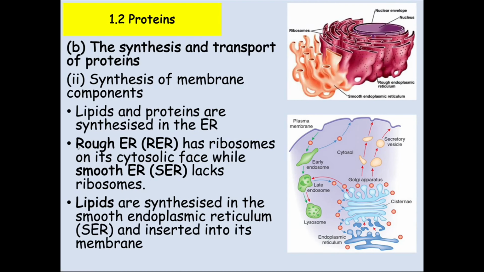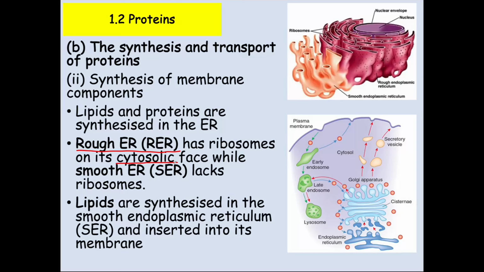First of all, we have the rough ER or the RER, which has ribosomes on its cytosolic face. It has ribosomes because it's going to produce proteins. And when we think about that term cytosolic, all that means is that it's the side of the membrane that's facing the cytosol. Sounds like a complex term, but that's all it means. So rough ER has ribosomes on its cytosolic face.